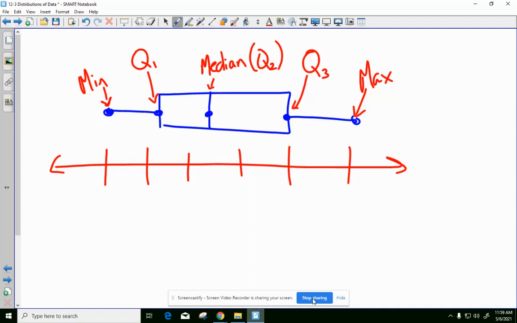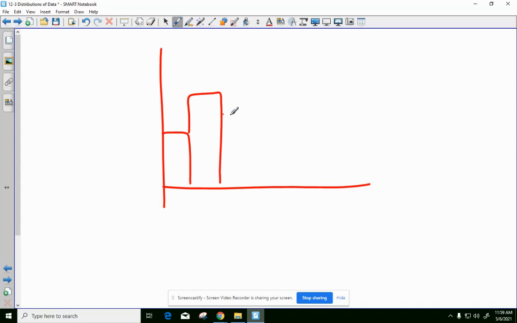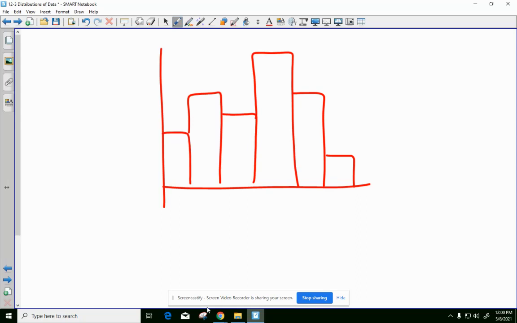What about a histogram? Do you need to see just a generic picture of one? So it may look something like this on a graph here. Maybe it looks like this. Something like that. What is that? Don't say histogram. What is it doing?